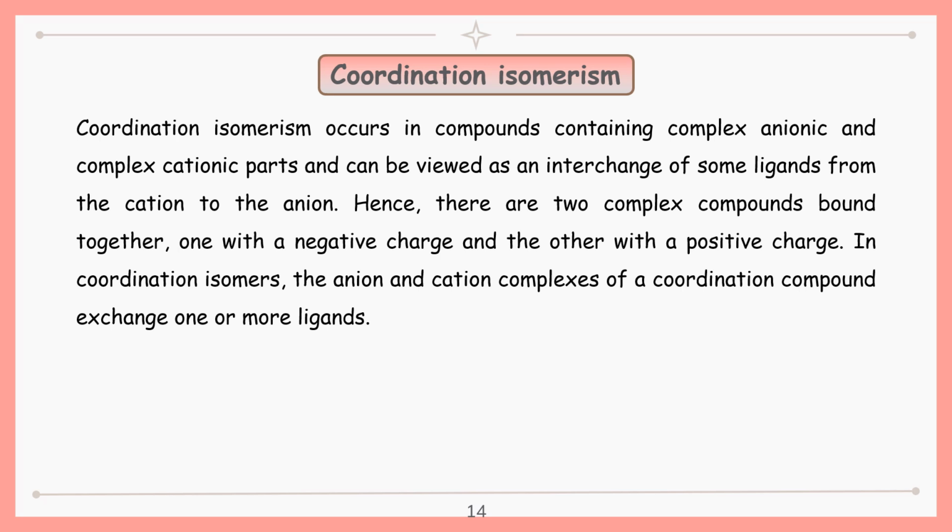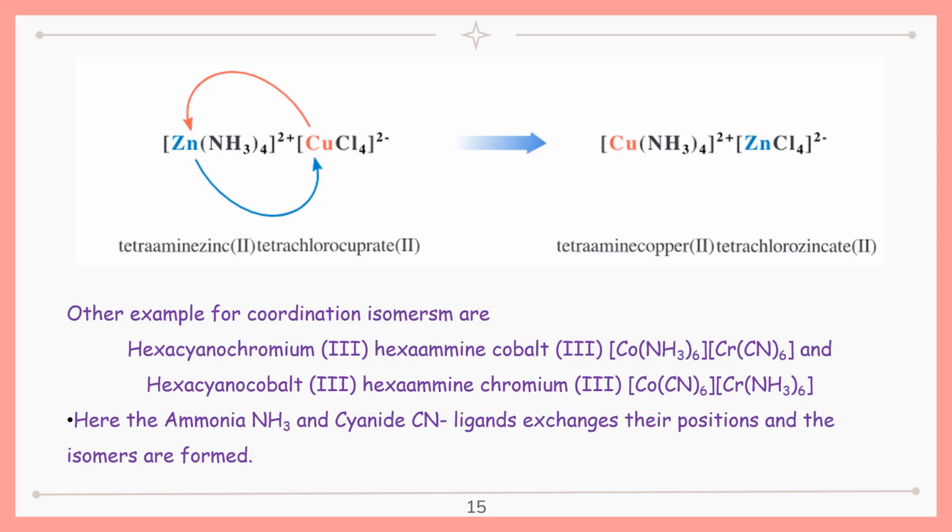Coordination isomerism. Coordination isomerism occurs in compounds containing complex anionic and cationic parts, which can be viewed as an interchange of some of the ligands from the cation to the anion. Hence, there are two complex compounds bound together, one with a negative charge and the other with a positive charge. In coordination isomers, the anion and the cation complexes exchange one or more ligands.